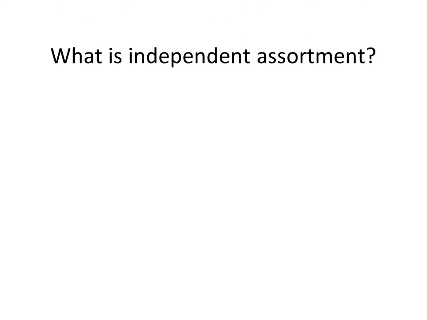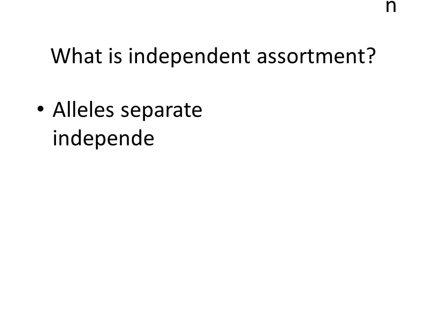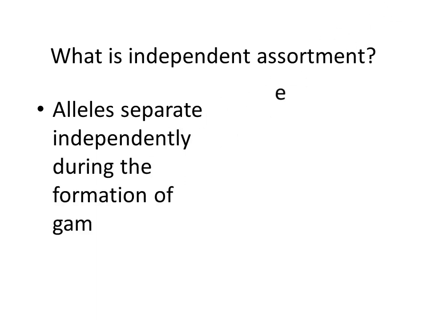Okay, so what is independent assortment? It's that alleles separate independently during the formation of gametes. And remember, if any of these words are vocabulary words for you, you should be writing down the word and then making sure you go and get the definition of it. For instance, gametes are sex cells. In animals, those would be egg or sperm. In plants, those would be pollen, or the stigma, which is where the female part of a plant is.